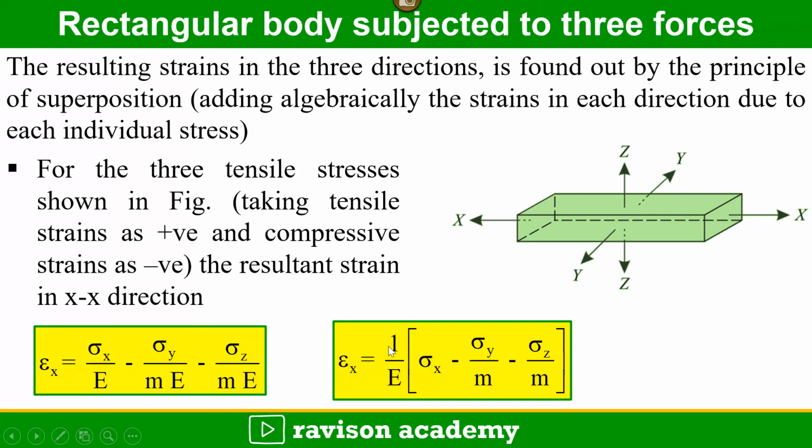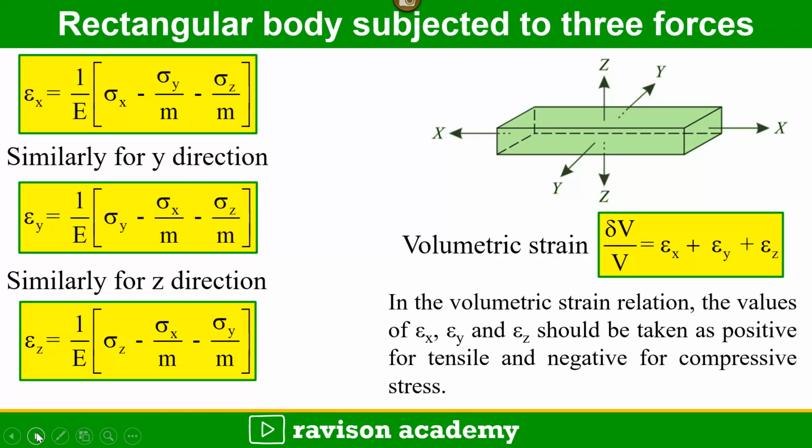On solving it we can get epsilon x equal to 1 by E into sigma x minus sigma y by m minus sigma z by m. Similarly, for y direction we can write epsilon y is equal to 1 by E into sigma y minus sigma x by m minus sigma z by m. For z direction, epsilon z is equal to 1 by E into sigma z minus sigma x by m minus sigma y by m.